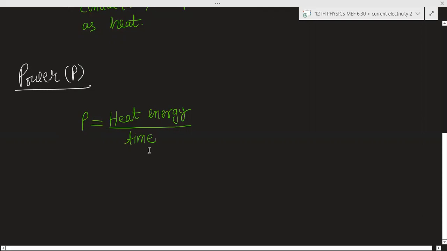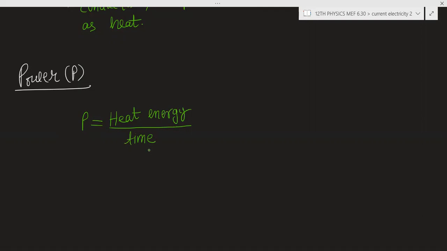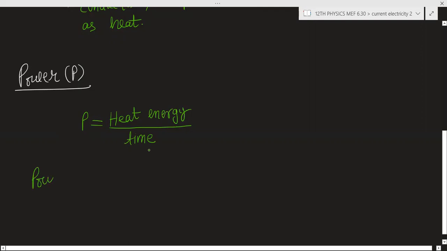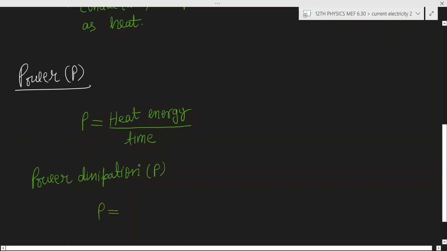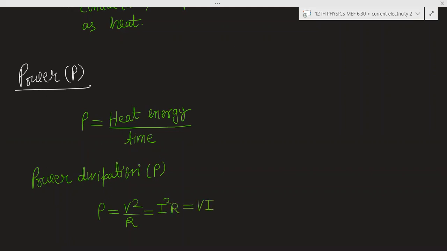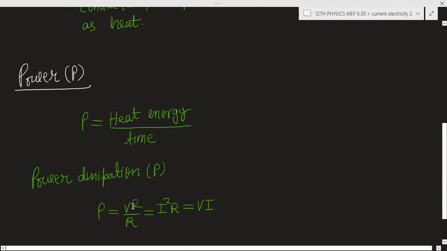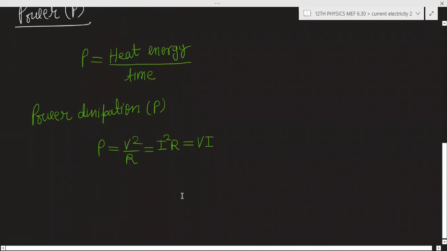And there are three formulas for calculating the power dissipation. This power and power dissipation are the same thing, P. So the first formula is V square by R. Second formula is I square R. And third formula is V and I. All the symbols you already know. V is the voltage, R is the resistance, and I is the current. We have discussed these symbols many times, so I am not writing here.